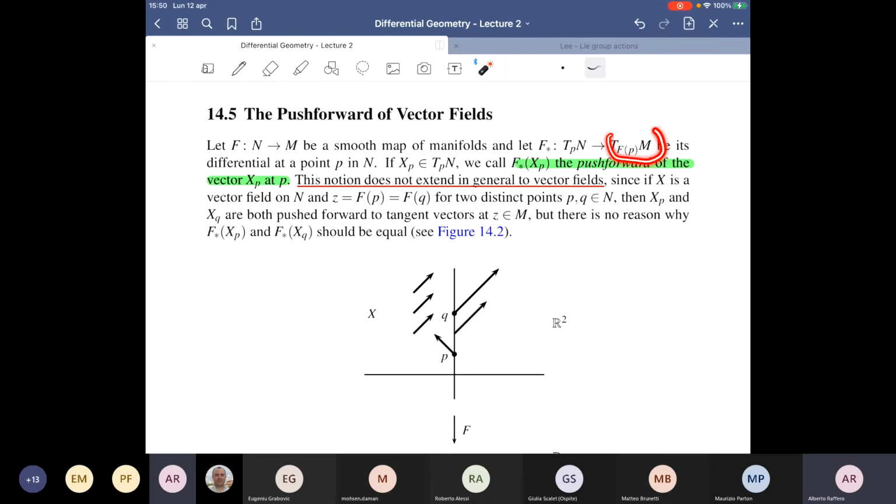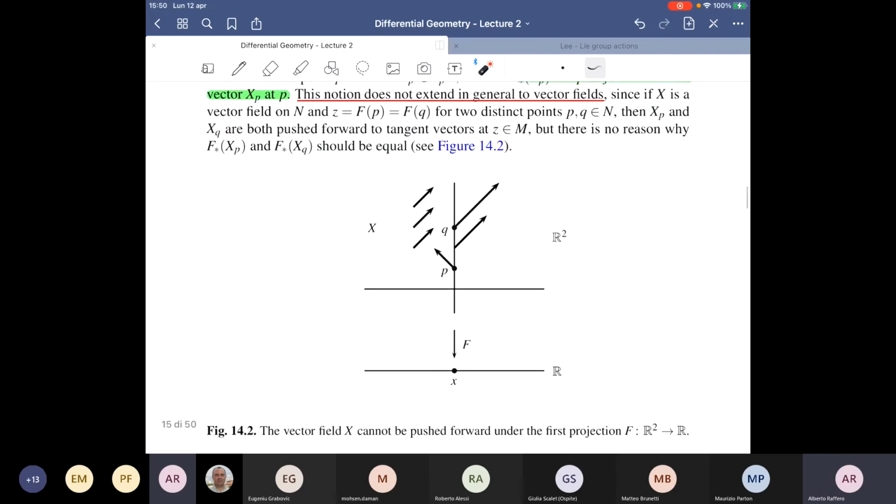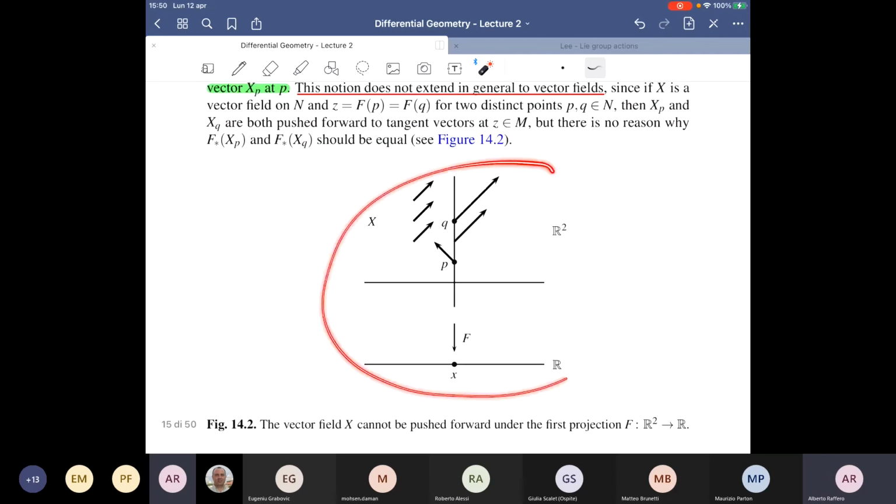So you will get some vector here in this other tangent space. So now the natural question is to ask whether you can do something similar also for vector fields. And the answer is no. The answer is no because this depends heavily on how the map is defined. And here is an example that illustrates this.